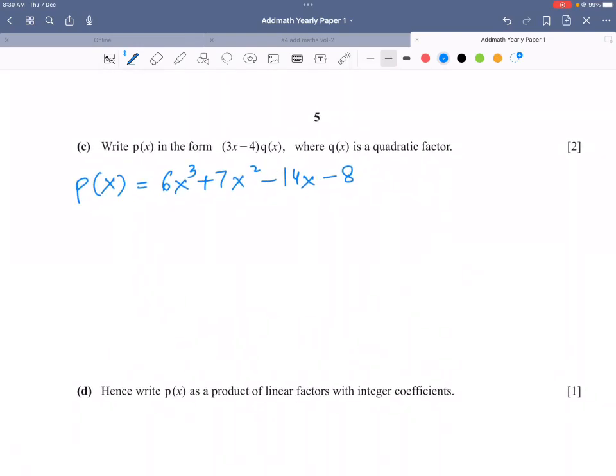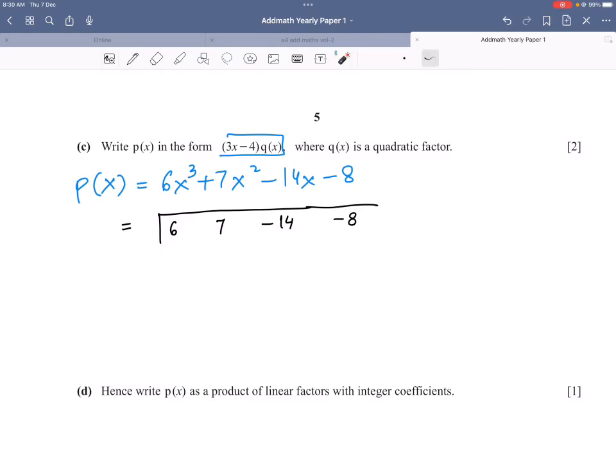So we need to write it in this form, right? That means we need to apply synthetic division here. So first I will write down the coefficients only, and the coefficients are 6, 7, minus 14 and minus 8. I need to find the first factor, and it's given here already, 3x minus 4.